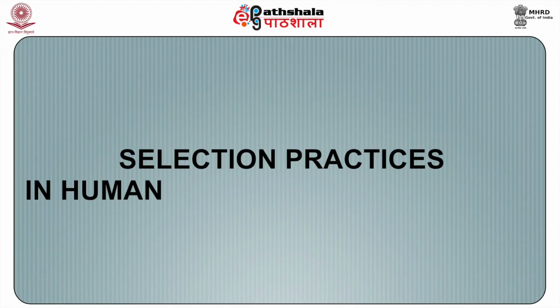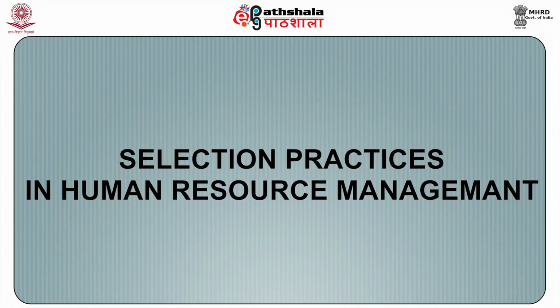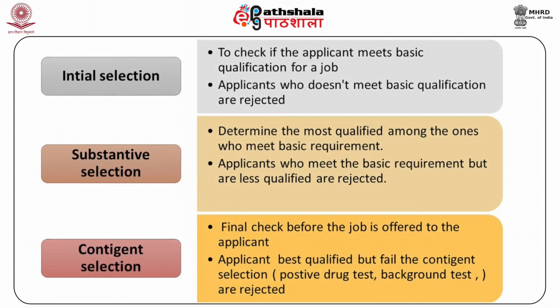Now I'm going to talk about selection practices in human resource management. It is very important in any corporate or human resource field to hire the correct applicant for the required job. To acquire any job, the applicant goes through 3 stages of selection. First is initial selection, second is substantive selection, and finally it is contingent selection.